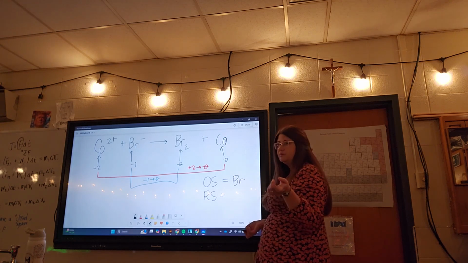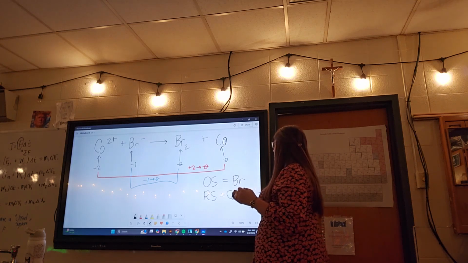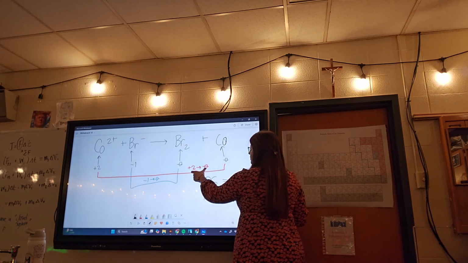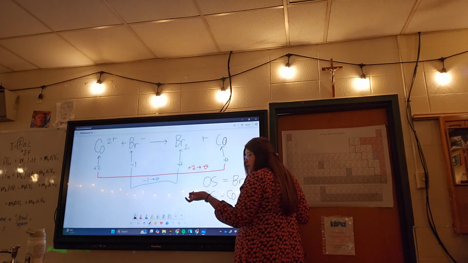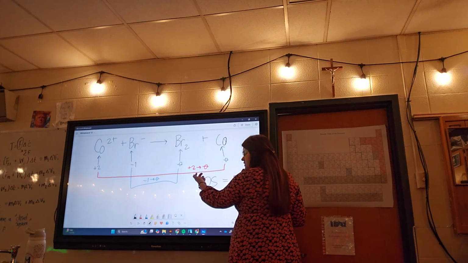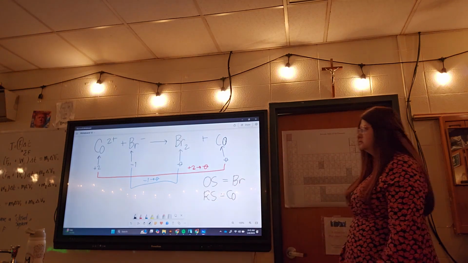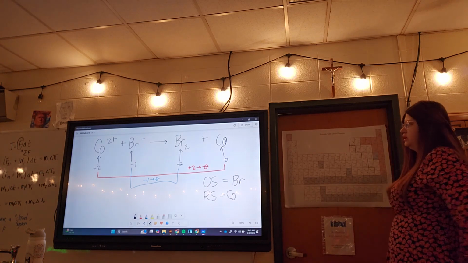What about my reduced species then? Good. Now, obviously it has to be that because it's process of elimination, but if you look back at this, does this number get more negative? Is that true? It is, because plus 2 to 0 is getting more negative.